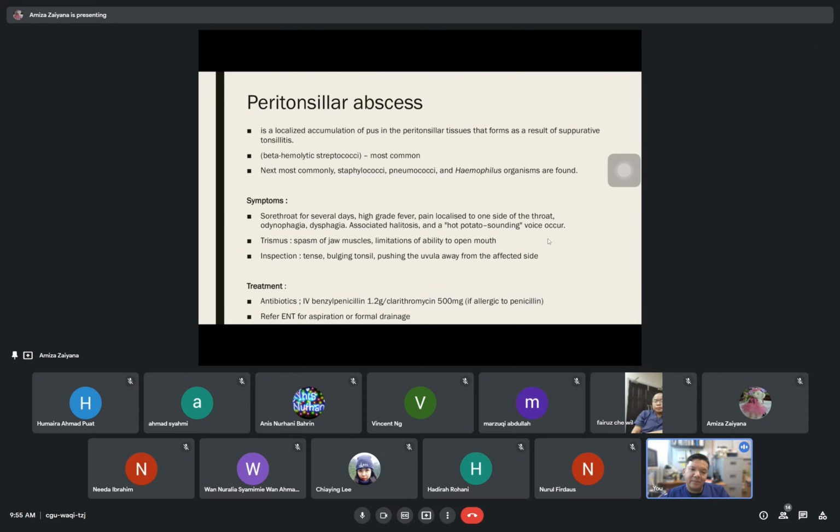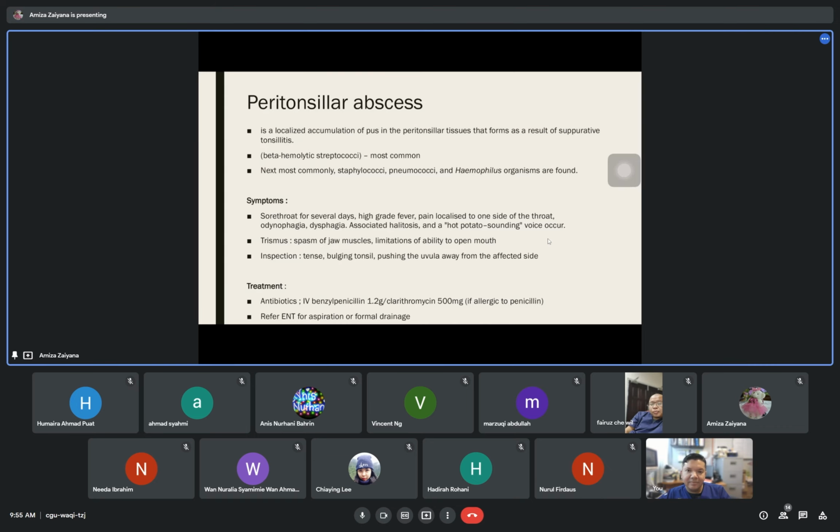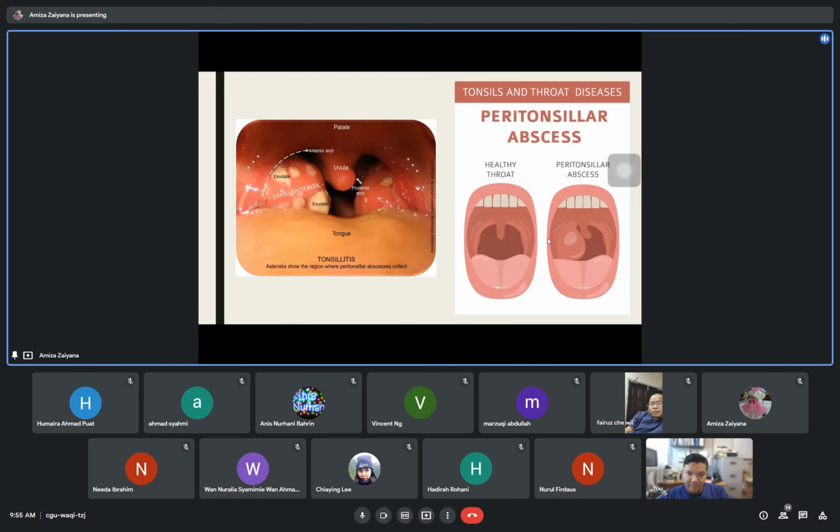For antibiotics, normally we give Augmentin first. Penicillin we usually don't give here. This is just a picture to show the deviated uvula and swollen tonsil.